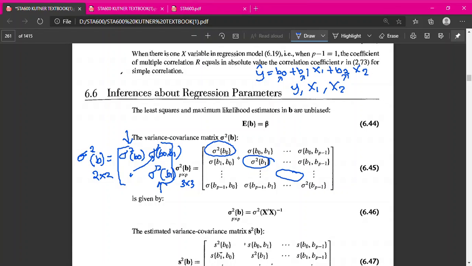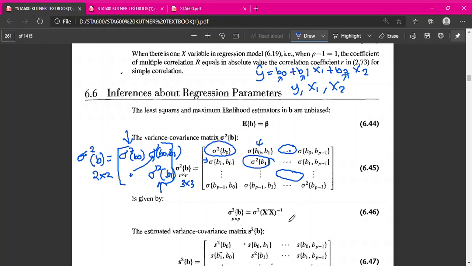Okay, if we have, let's say, 4 x, so your variance-covariance matrix will be 5 by 5. Each of these, here is the same, this is the covariance between beta naught and beta 1. Here is the same. Let's say here, this is the covariance between beta naught and beta 2. And until here will be the covariance between beta naught and beta P minus 1. Okay, if you have 5 x, here will be B5.